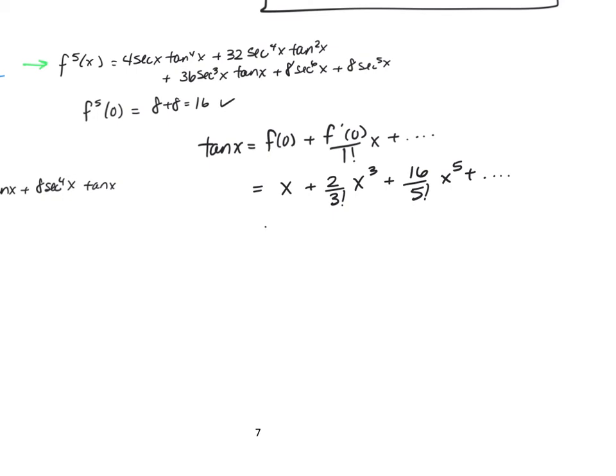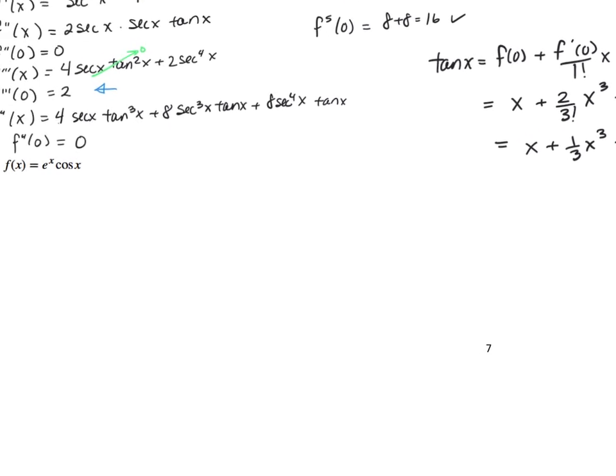So let's just clean this up a little bit. This is x plus 2 over 3 factorial, which is 2 over 6, which gives me 1/3 x raised to the third, plus 16 over 5 factorial, which is 120, so I have 16 over 120. This reduces to 2 over 15 x raised to the fifth plus dot, dot, dot. So there it is in all of its glory.